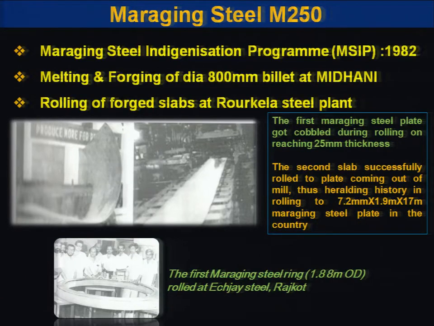Now, this picture shows some of the hardware that is getting realized in the plants, at Rourkela Steel Plant. The first steel plate got cobbled during the rolling, and then the second slab was successfully rolled to a plate, and this marked the beginning of maraging steel realization in the country.